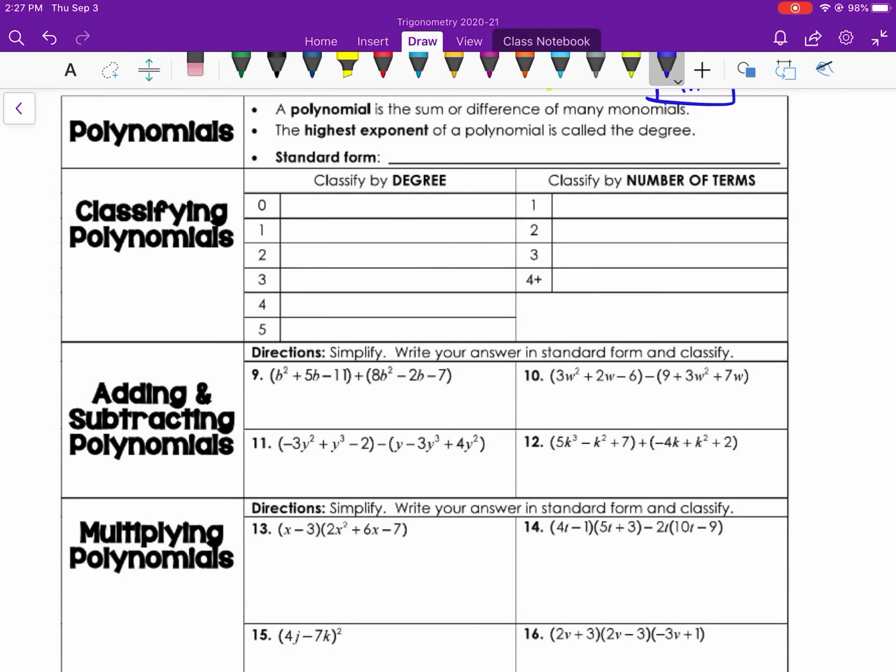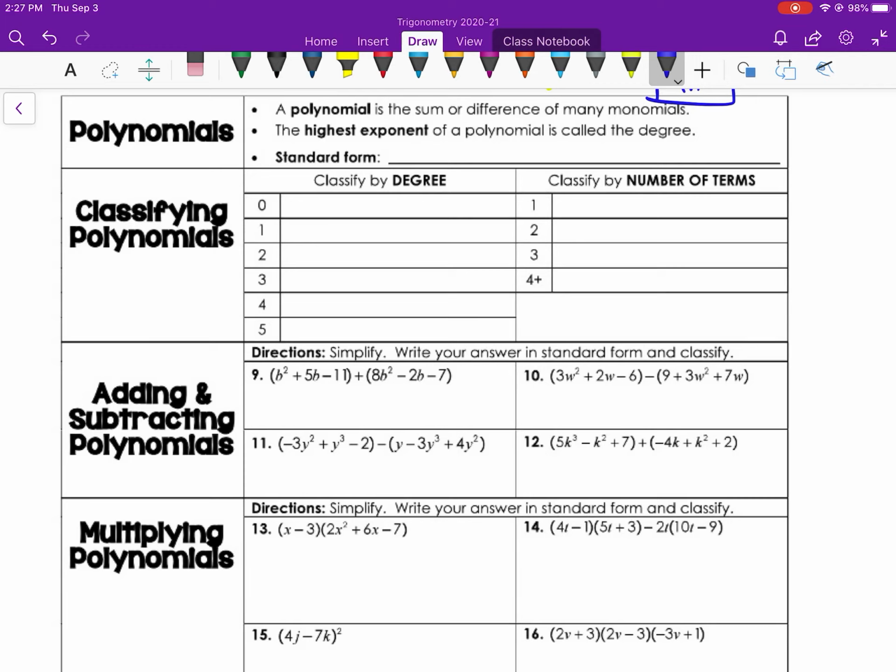Alright, welcome to part 2. So in part 1 we did the exponent rules with monomials. Now we're going to do polynomials. Polynomials are just a bunch of monomials put together. If you read inside of there, you can just read that on your own.